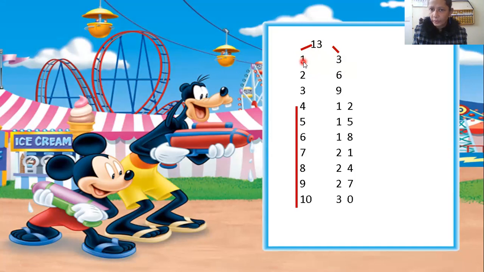Now 13, this is 1. So under 1, this is the table of 1. You can see here, this is the table of 1. And you see this is 3. So under 3, you can see, pause the video and you can clearly see this is the table of 3. You can see 1 is a 1 digit number, 3 is also 1 digit number, 2 is 1 digit number, 6 is also 1 digit number, 3 is 1 digit number, 9 is also 1 digit number, but 4 is 1 digit number. But you look at this 12. 12 is not a 1 digit number.